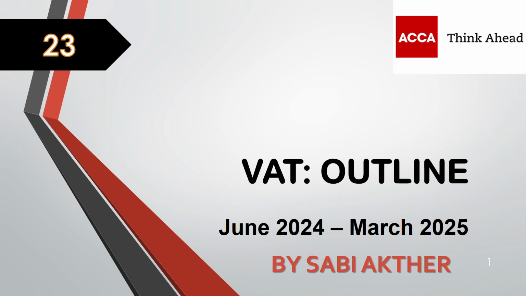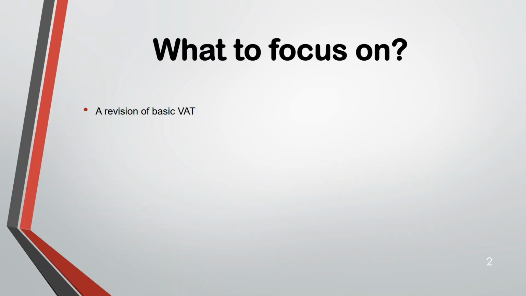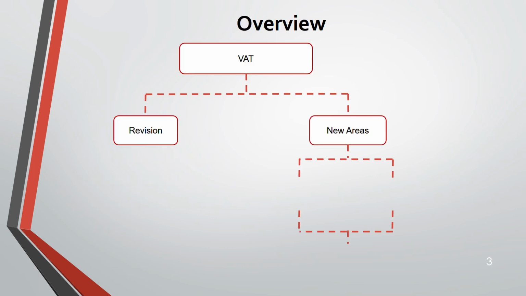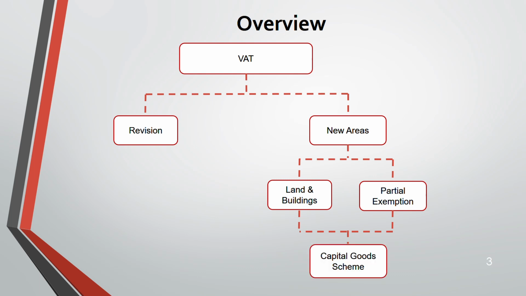Okay, so the outline of VAT. We are going to revise the basic VAT once again. Special accounting schemes, the three special accounting schemes we are going to go through. Land and buildings, this part is new in ATX. Partial exemption, again it's new in ATX. Capital goods scheme, and summarize the lecture. So now we are going to revise. The new areas are land and buildings, partial exemption, and capital goods scheme. These are the three new areas.